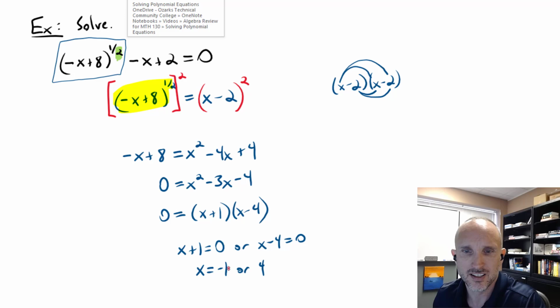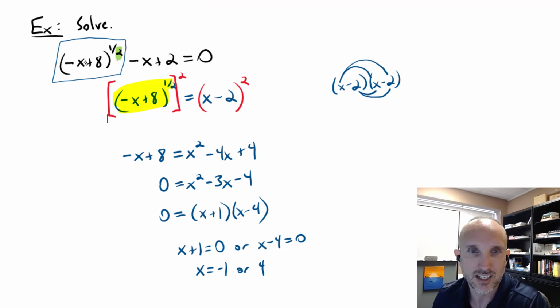So if I plug in negative 1 for x, negative 1 is positive 1, plus 8 is 9. The square root of 9 is 3. Minus negative 1 is 4, plus 2 is not 0. So negative 1 does not check.